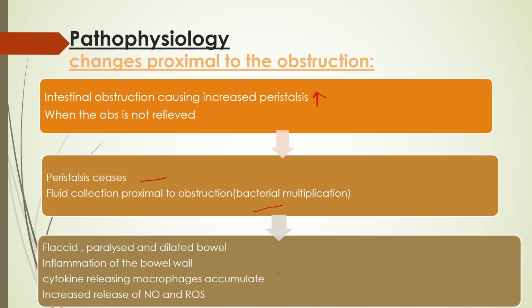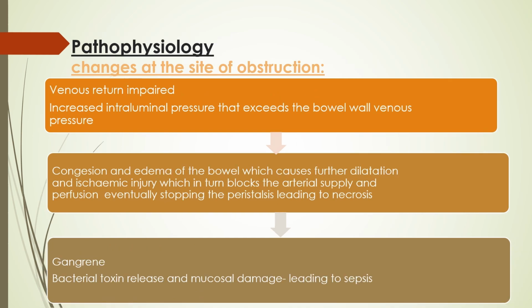Whenever there is inflammation, we all know that macrophages accumulate and they release cytokines. To further aid this process, there is an increased release of nitric oxide and reactive oxygen species. Now we will see what happens at the site of bowel obstruction. As we discussed before, whenever the bowel wall is inflamed and dilated, the intraluminal pressure exceeds the bowel wall's venous pressure, which in turn impairs the venous return.